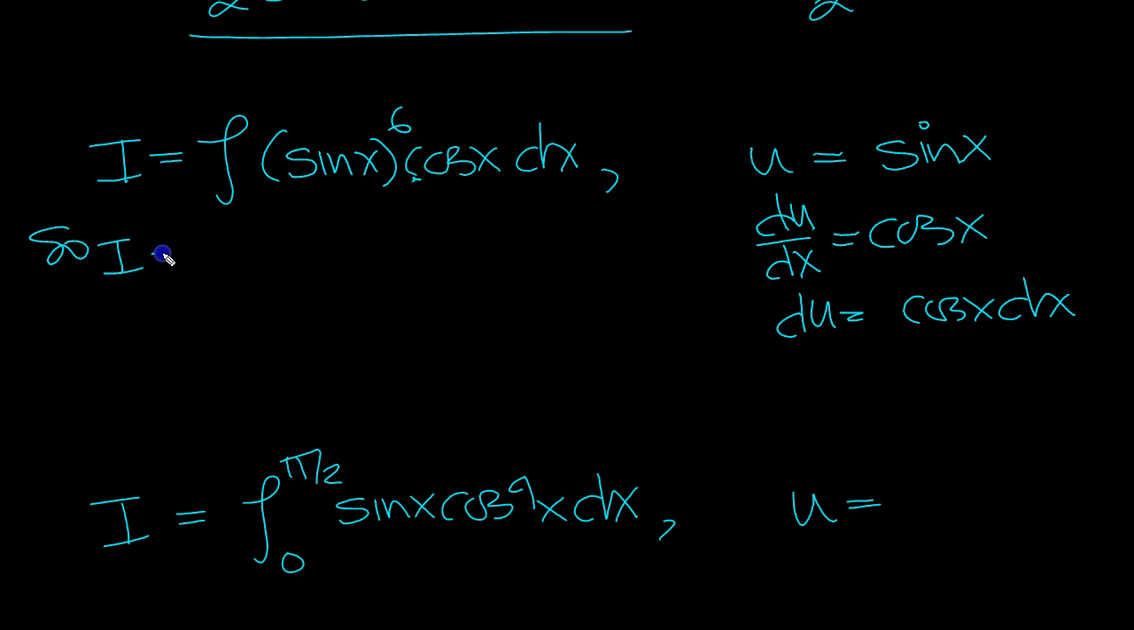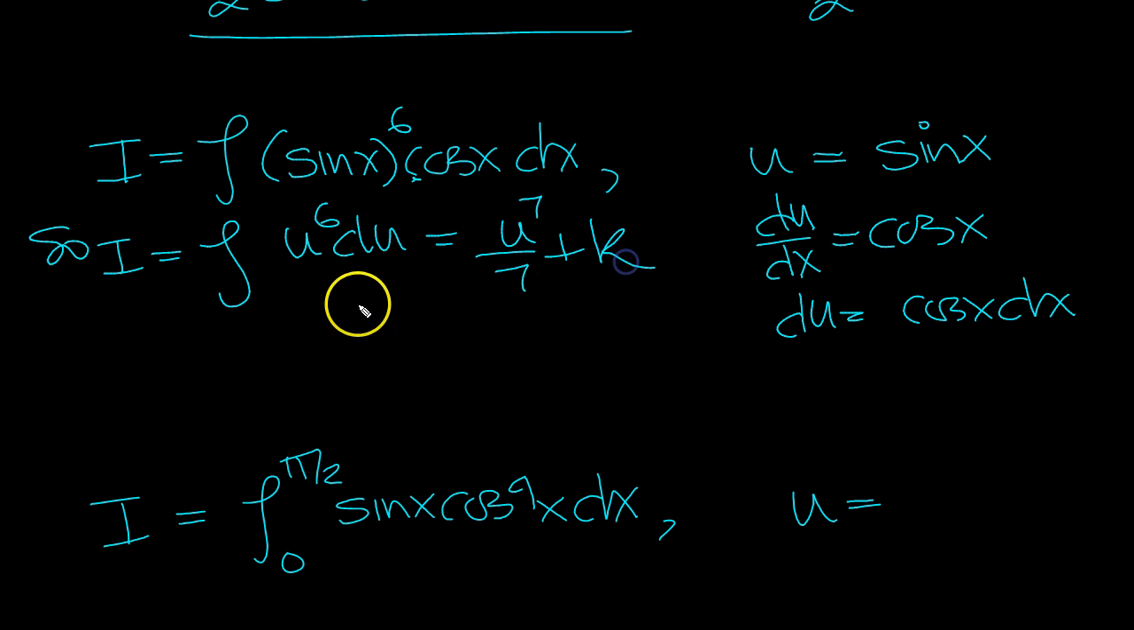So I equals u to the 6, cos x dx is just du, which is u to the 7 over 7 plus k, which is equal to sine x to the power 7, which we can write like that, over 7 plus k.